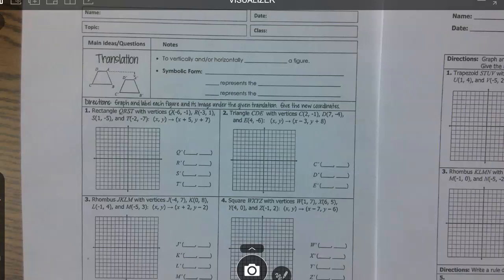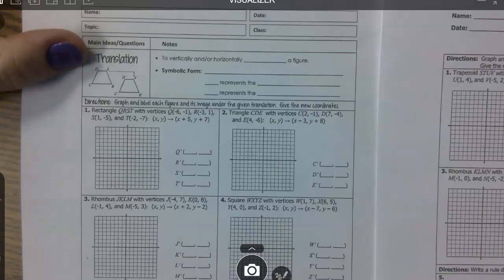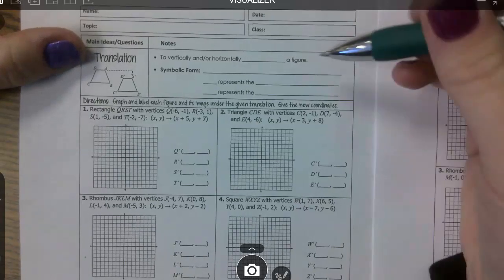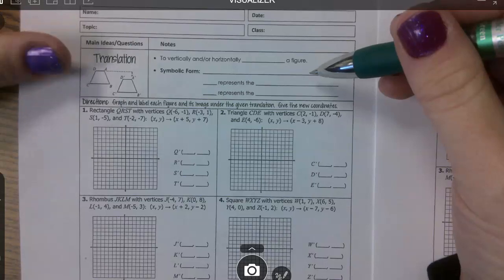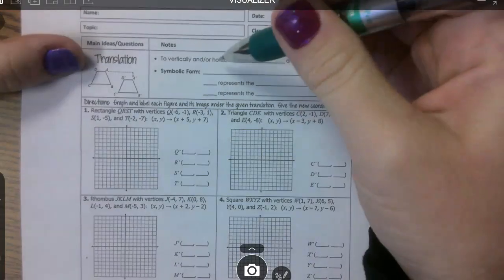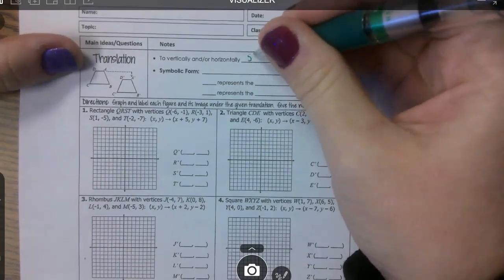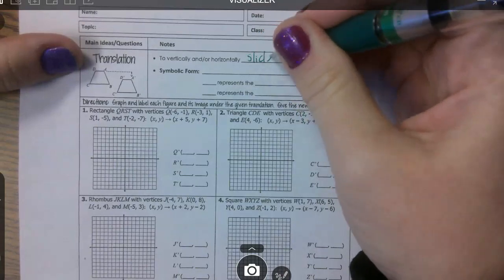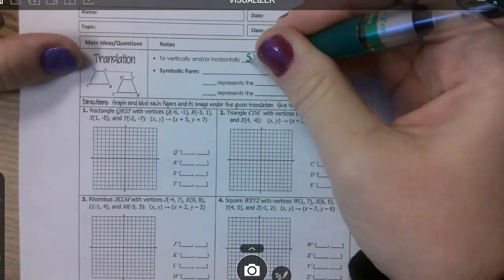Hey guys, today we're going to be doing day 2 of translations. Okay, so real quick review of what we did yesterday. A translation is to vertically or horizontally slide a figure. Okay, so we are sliding these figures side to side and up and down.